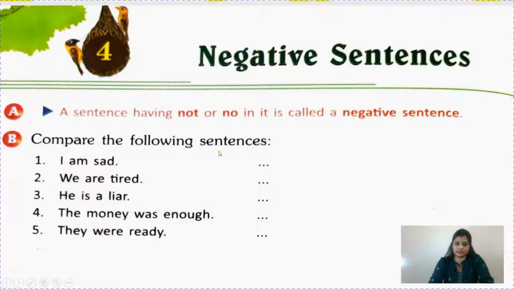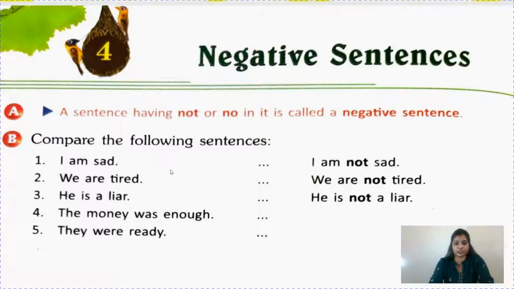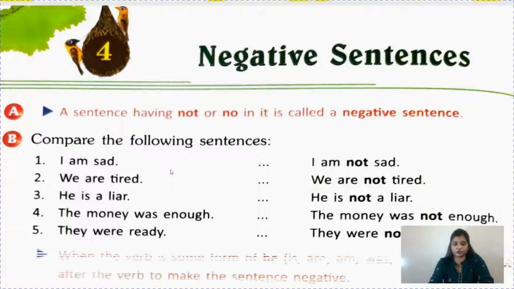Compare the following sentences. So children, we can see here there are 5 sentences. And let's change them into negative sentences. Suppose it's written I am sad. So just by adding not, we can make it a negative sentence. Like I am not sad. We are tired. We are not tired. He is a liar. He is not a liar. The money was enough. The money was not enough. They were ready. They were not ready. So children, we have seen here how to change a positive sentence into a negative sentence by just adding not.